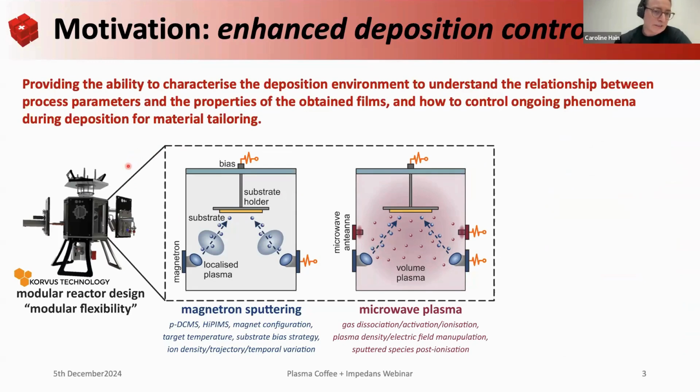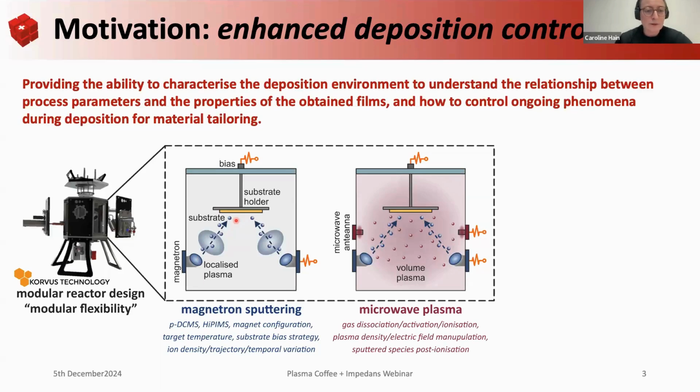The system that I've worked with quite a lot over the past few years is a Corvus system, which is quite nice because it has this modularity, so you can nicely adapt it to different processes. The type of research that I'm working on is magnetron sputtering, primarily high PIMs, which is the context of the webinar today. The idea is that we have a localized plasma at the magnetron, we sputter a material, which then travels towards our substrate.